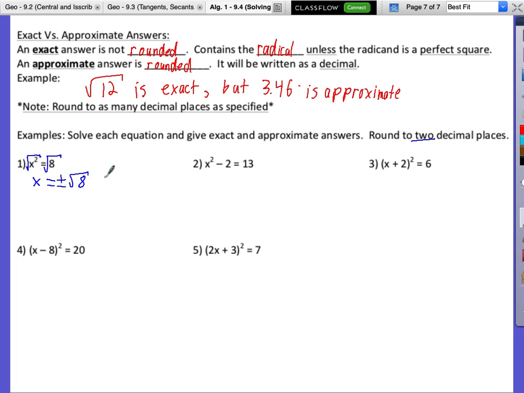Now, this would be our exact answer. We didn't round even a little bit. So this is our exact answer. However, we're asked to find the exact and what other answer? Approximate. So we would find our approximate answer by typing into our calculator square root of 8.